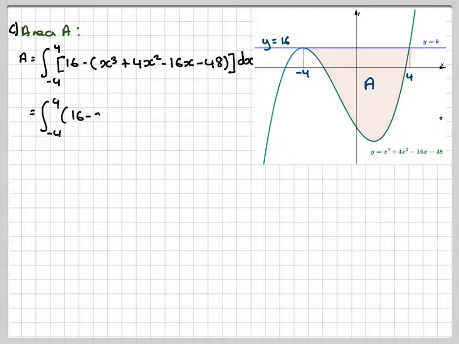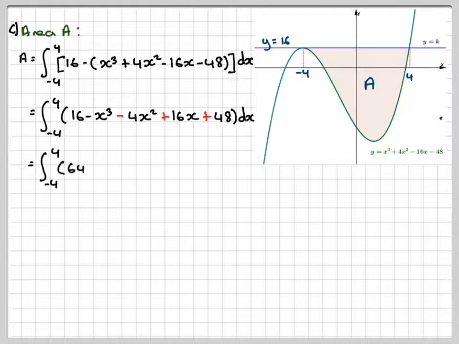Removing the bracket, that's going to give me 16 minus x cubed minus 4x plus 16x plus 48. Be very careful with the minus sign because it's minus it. Then we can do the 16 plus 48 makes 64. So we need to do the integral from minus 4 to 4, 64 minus x cubed minus 4x squared plus 16x dx. We've now set up the integral.